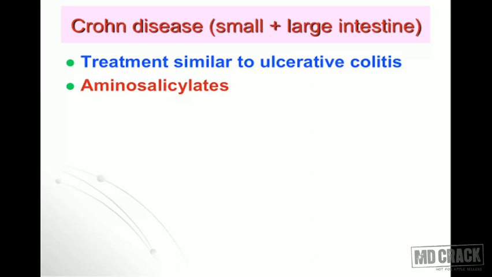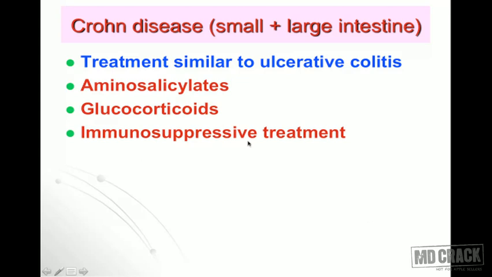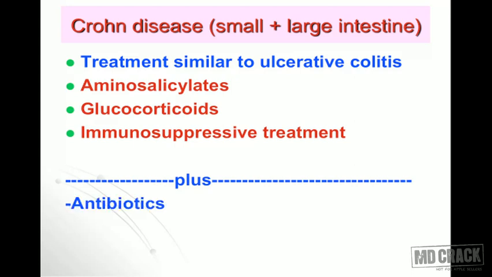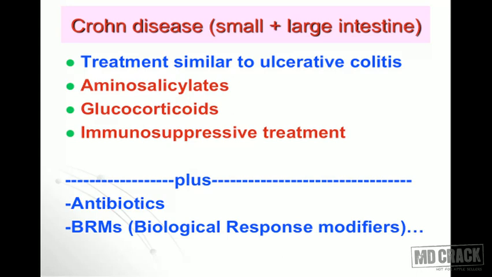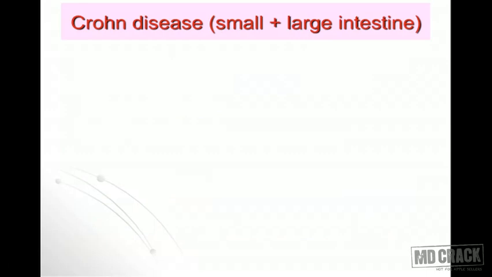The treatment similar to ulcerative colitis means you use aminosalicylates, use glucocorticoids, and you can use the immunosuppressive treatment. That's the first part. The second part is what you need to add: antibiotics, and you also need to add the biological response modifiers, BRMs. So ulcerative colitis is aminosalicylate, glucocorticoids and immunosuppressive treatment. Crohn disease, all this plus antibiotic and a biological response modifier.